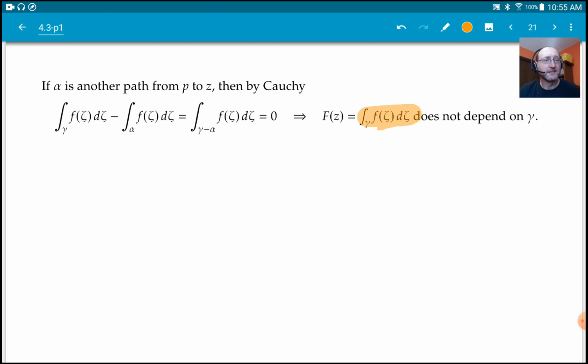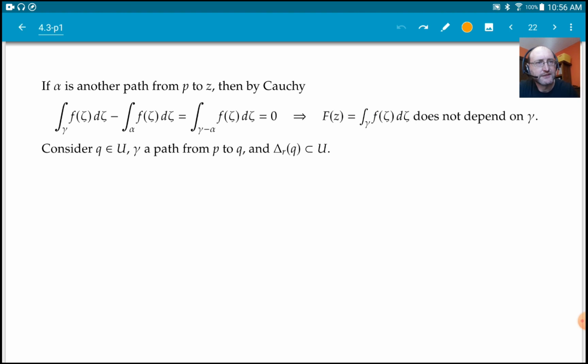And this is the key point. Why does Cauchy's theorem imply primitives? Because if you have Cauchy's theorem for all cycles, then you get path independence, and path independence gives you primitives. All right, so we have this F, and we want to show that it's the primitive. So now it's well defined. It doesn't really matter what path we take.